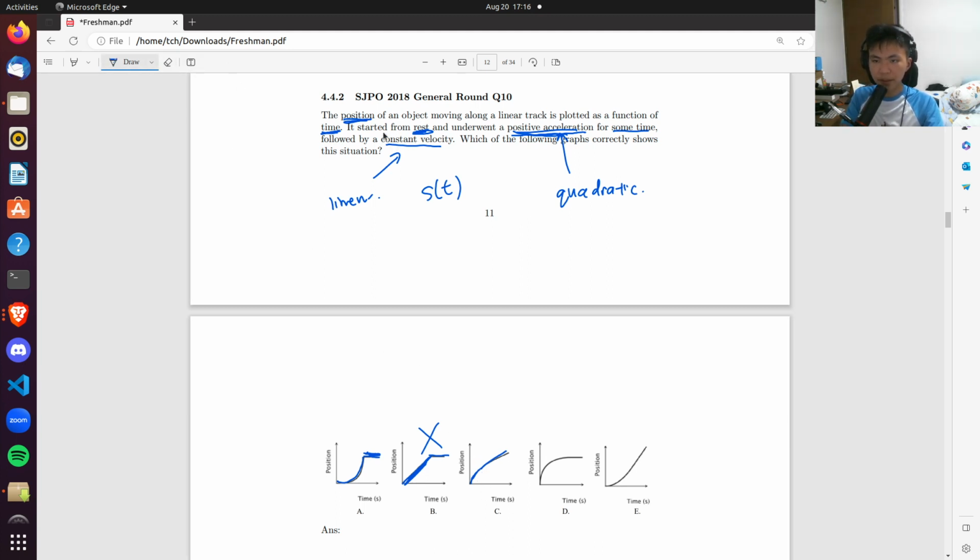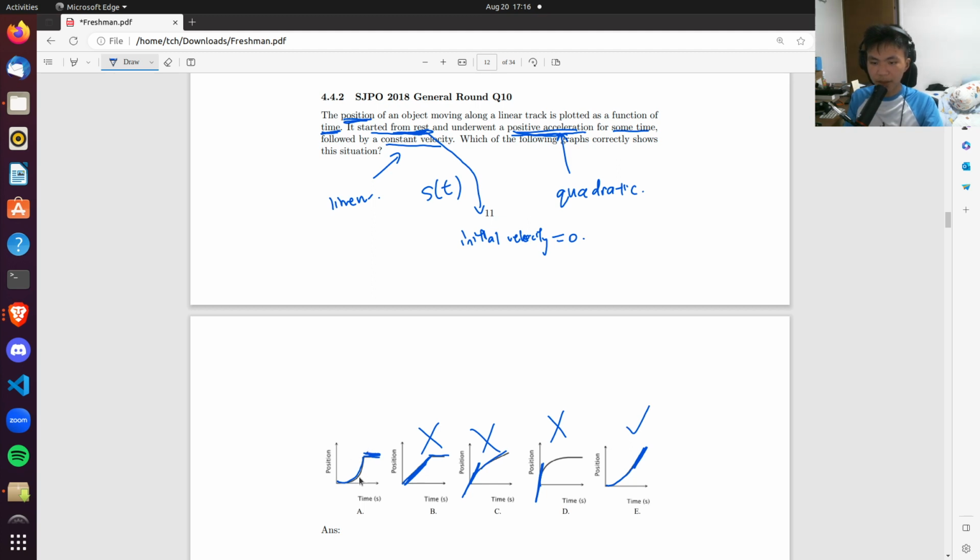we know that the object started from rest, so the initial velocity is equal to 0. So the gradient at t equals 0 should be 0. But in this case, we see the gradient at t equals 0 is non-zero, so this is wrong also. This one is non-zero gradient at the start also, so it's wrong. This one is initially quadratic, after that it's constant. After that it's linear. So this matches our description.